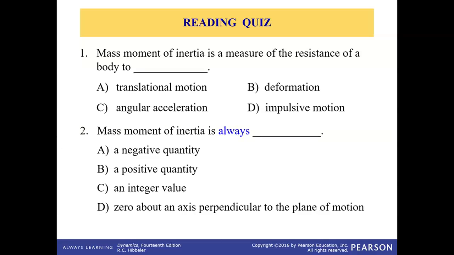Second question: mass moment of inertia is always negative, positive, has an integer value, or zero about an axis perpendicular to the plane of motion. You should be able to answer this question later once we see this equation in the chapter, but right now I give you the answer, and the answer is it's always a positive quantity.